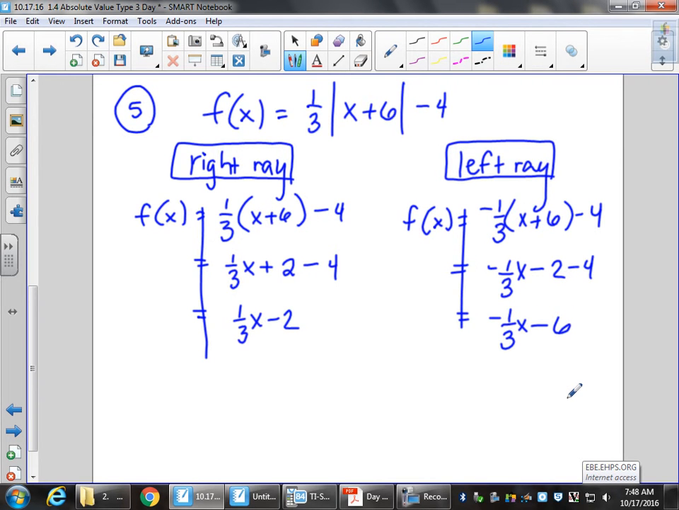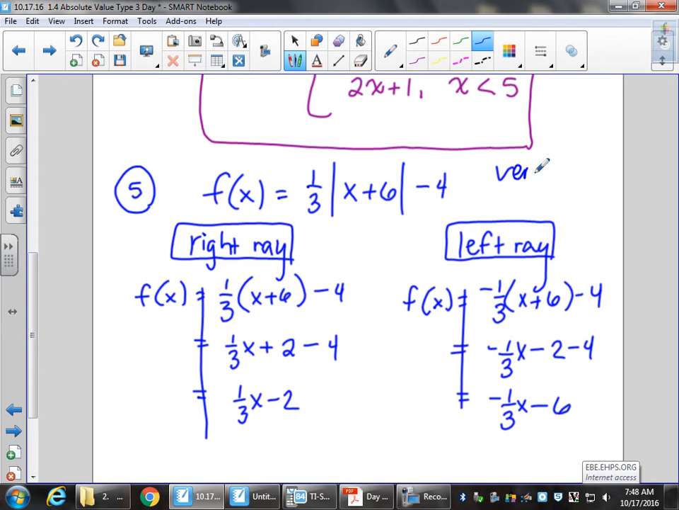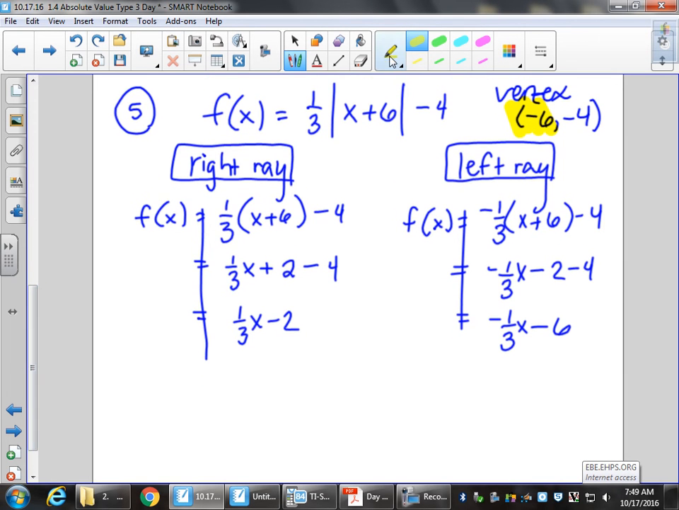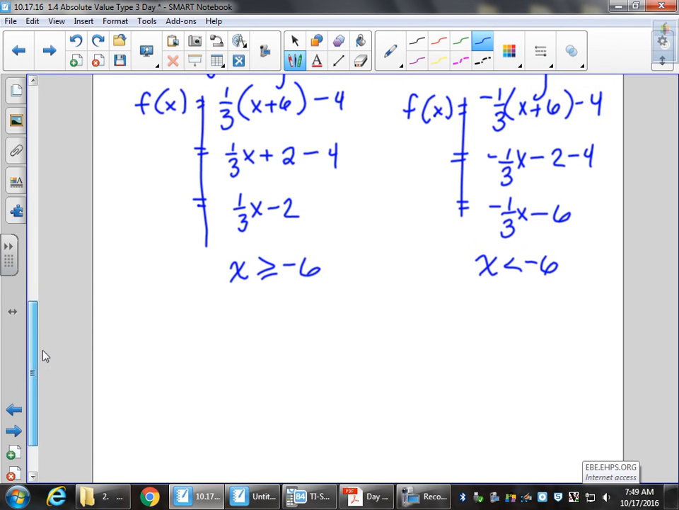Now how do I figure out my restrictions? Look at the vertex. What's the vertex? The key value being which value of the vertex? H. Very good. So here's H. For the right ray, always, always, always, it's going to be x greater than or equal to negative 6. For the left ray, it will always be x less than negative 6. And now we're good to go to put all of the pieces together.